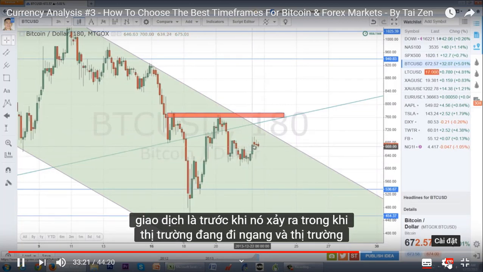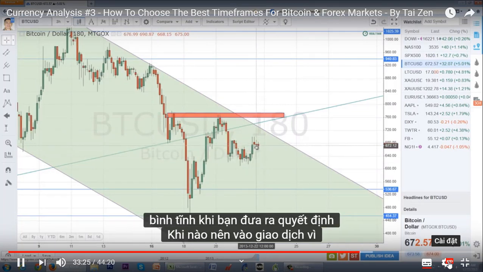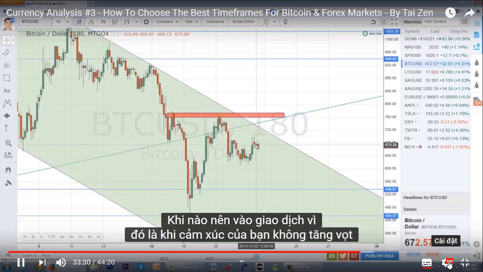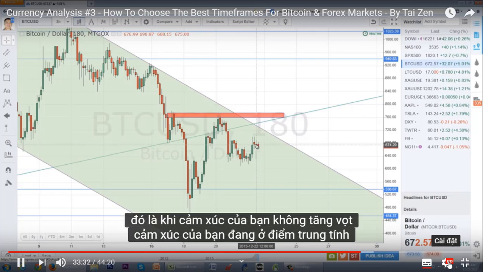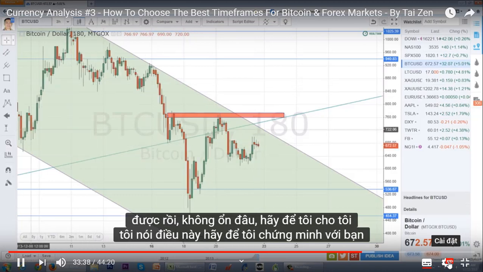While the market is going sideways and the market is calm, that's when you make a decision when to get into the trade, because that's when your emotions are not spiked. Your emotions are at a neutral point. Okay, it's not up, right? Let me say this.